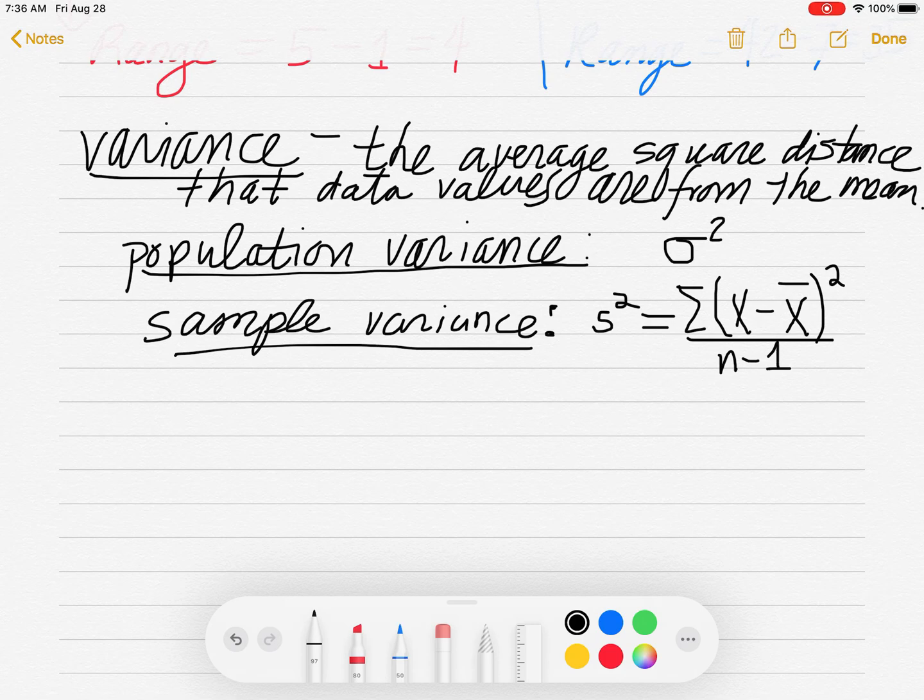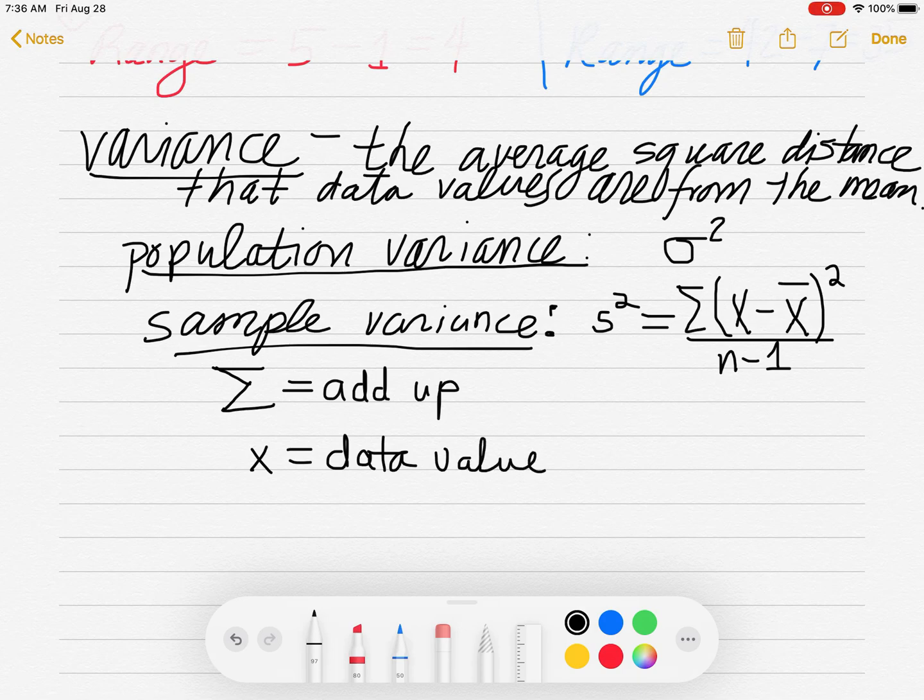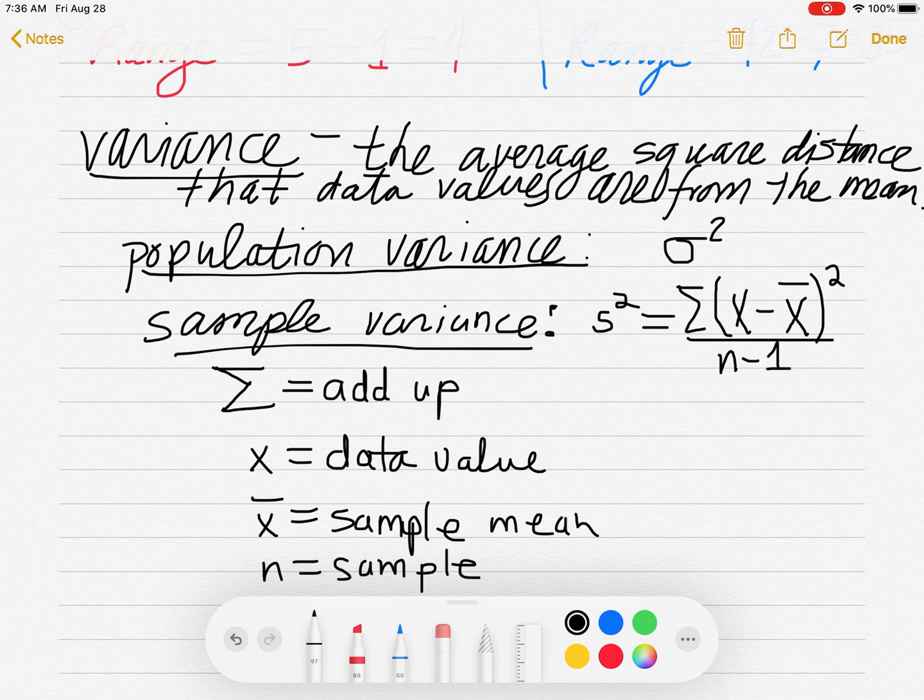So again, I'll list what these symbols mean. The capital sigma, which looks sort of like a backwards E, just means add up. x represents a data value, so a single x would be a single data value. x bar represents the sample mean, the average of the sample. And n is the sample size, so how many data values there are in total.